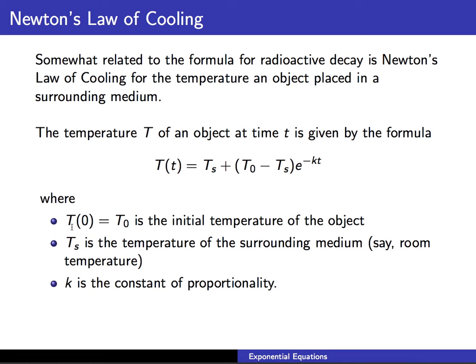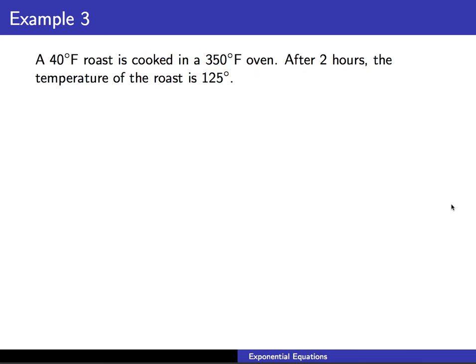So once again, T sub 0 is the initial temperature of the object. T sub s is the temperature of the surrounding medium, say a room temperature, or maybe the temperature of an oven, or a pot of boiling water, or whatever the case may be. And k, once again, is our constant of proportionality. And much like in the last video, we're going to find the value of k first. So a little bit of what we did in the last one, just with some extra stuff going on around this e to the negative kt.